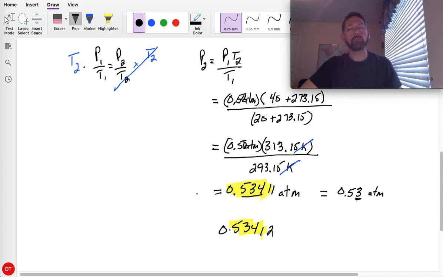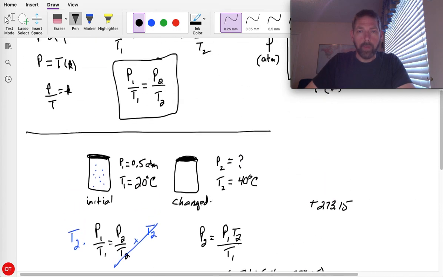We got this. So you can see that we had an increase, and so it follows the relationship here with Gay-Lussac's law. All right, there we go.